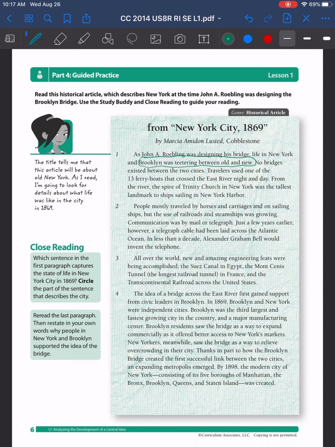No bridges existed between the two cities. Travelers used one of the 13 ferry boats. Okay, so basically it was like some were stuck in the Stone Age and some were starting to go on with new technologies. I think that sentence right there that we circled is perfect.